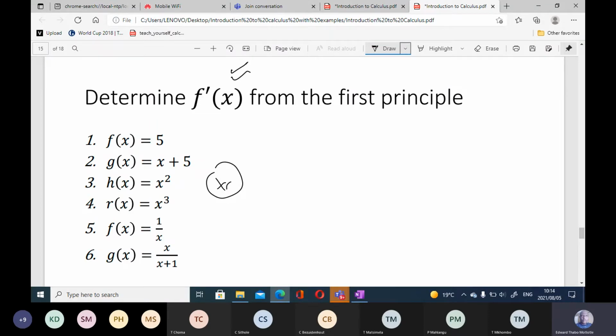Okay, now which one can I do? Just to remind you about the first principle. I don't have to do all of them. You can choose 2 or 3.